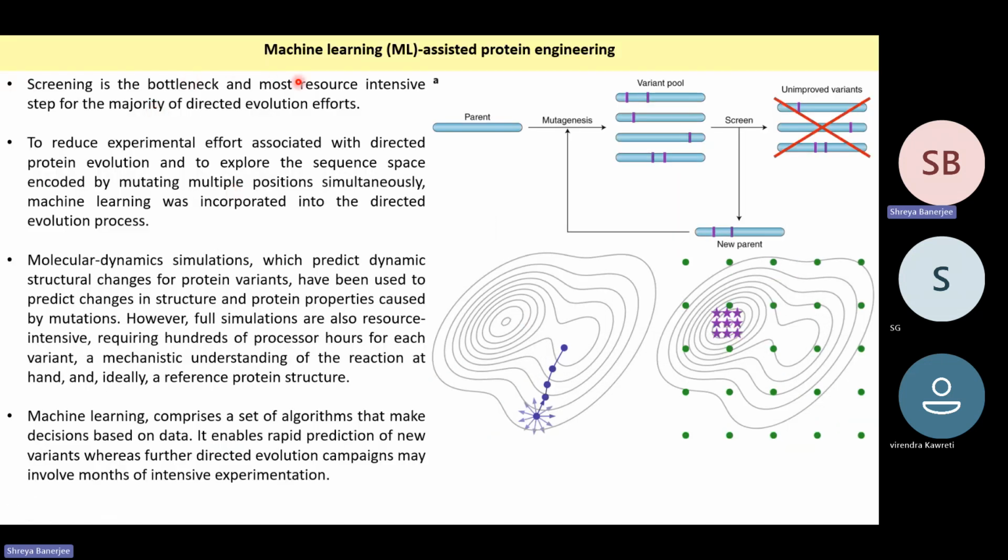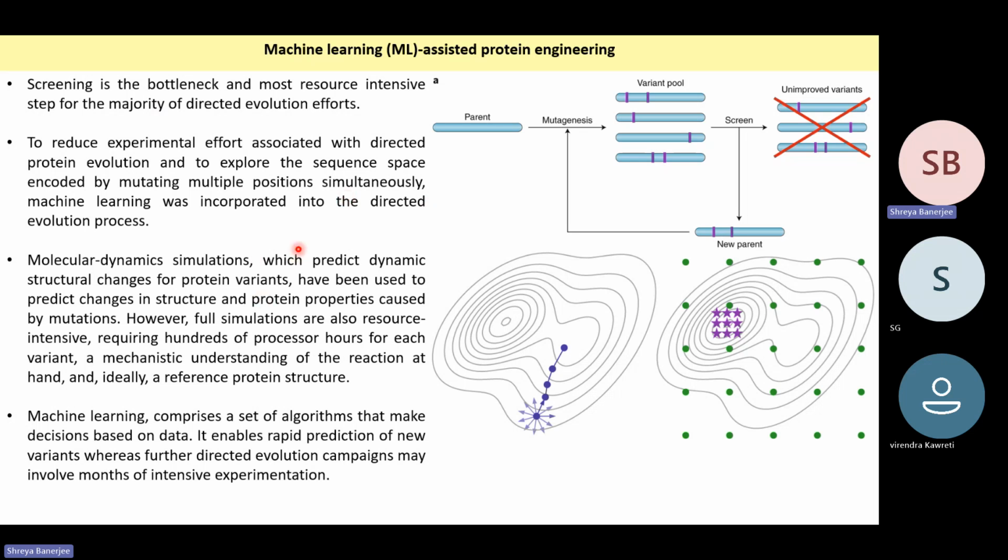The bottleneck in the entire process of directed evolution is the screening step, where we have to check the activity of all the proteins. And that requires a lot of experimental effort. To reduce the experimental effort associated with directed protein evolution, and to explore the sequence space encoded by mutating multiple positions simultaneously, machine learning was incorporated in the directed evolution process.